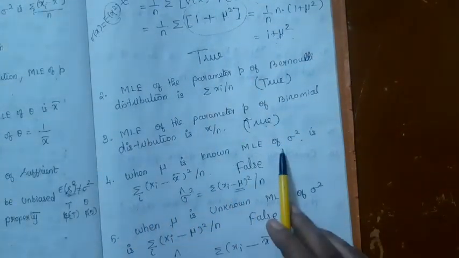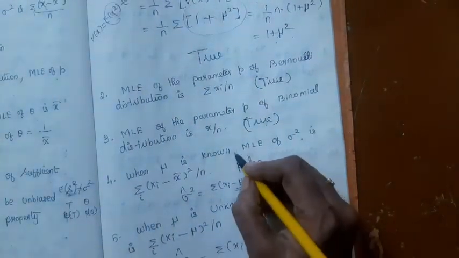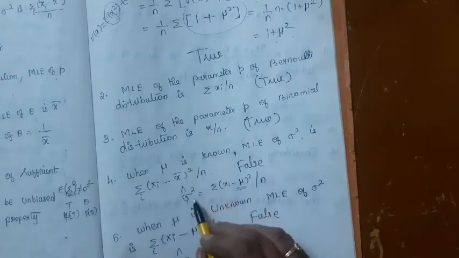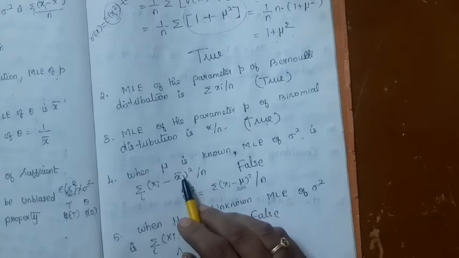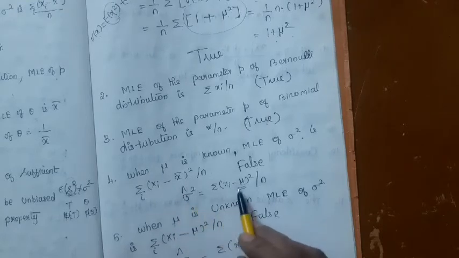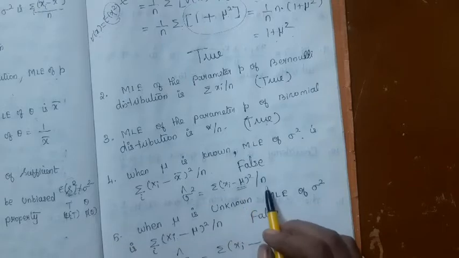If mu is known, MLE of sigma square is simply that value which is known to you, which can be substituted here. Right? You need not substitute by the MLE of mu, which is x bar. So this statement is false. When mu is known, MLE of sigma square is summation xi minus mu the whole square by n.